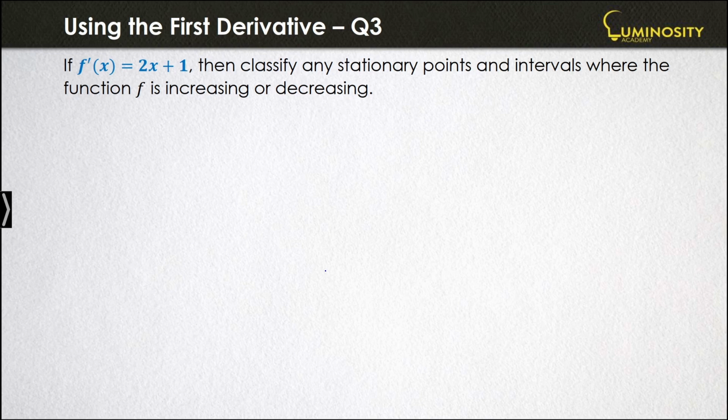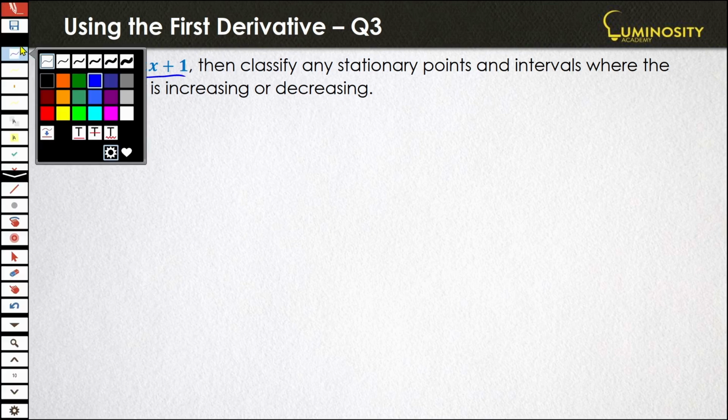Let's have a look at question 3. We're given f prime this time. So now we're given the derivative of some function f is 2x plus 1, so it's a straight line. Then we want to classify any stationary points and intervals where the graph f, now not f prime, where f is increasing or decreasing. So to find these points, we need the first derivative, but we've been given the first derivative already, which is great. Okay, so then we can start classifying immediately.